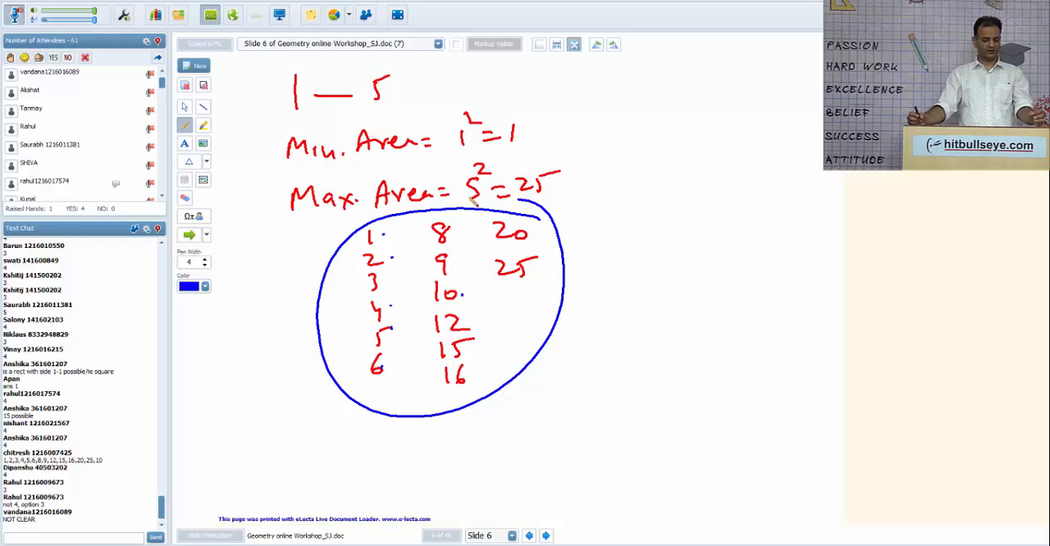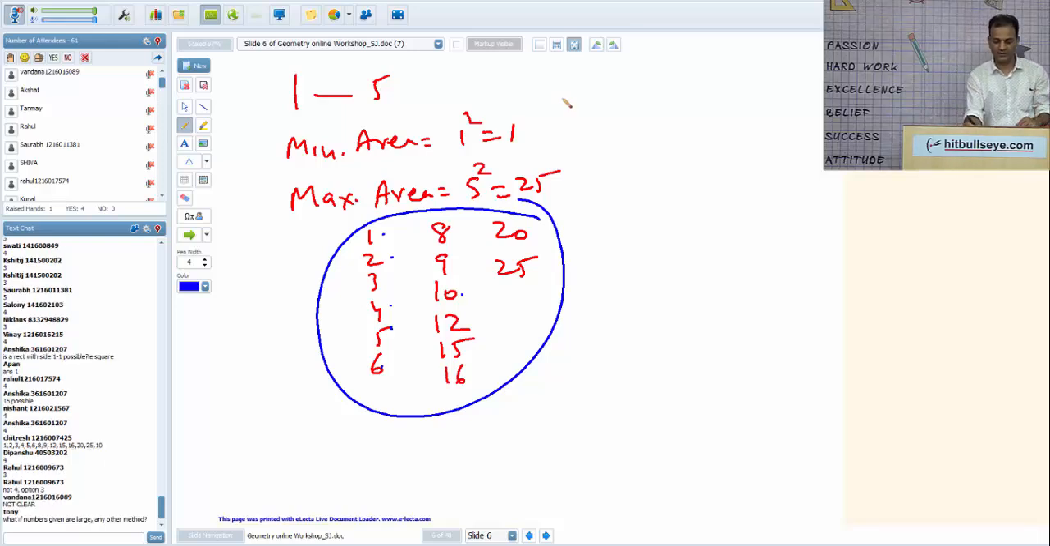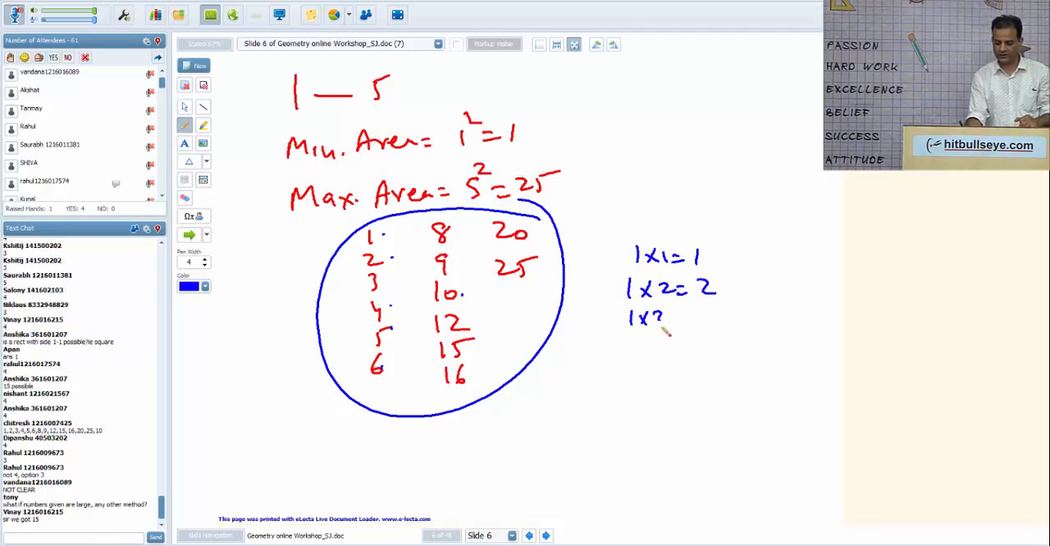Vandana, clear? Like, different areas is what the examiner is asking: how many different areas. Like, how is 1 possible, 1 into 1 is 1, how is 2 possible, 1 into 2 is 2, 1 into 3 is 3, Vandana. How is 6 possible, 2 into 3. No, Vinay, you can check.